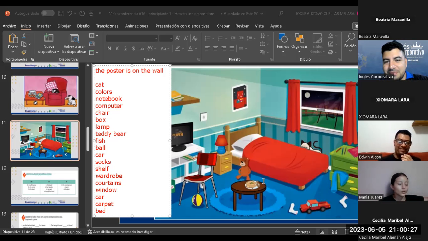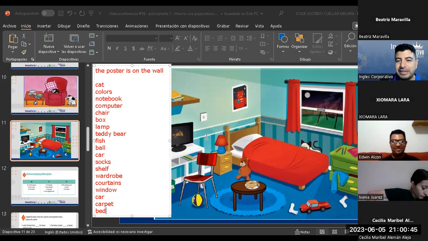The chair is next to the bed. Okay. Iris, tell me, Edwin. The lamp is next to the bed. Yeah, the lamp. Very nice. I didn't put night table, which is the mesa de noche, but thank you. Iris and Maida. Thank you, Edwin.